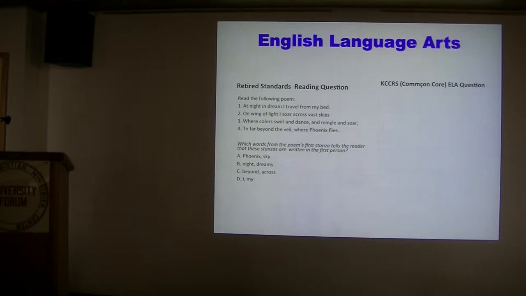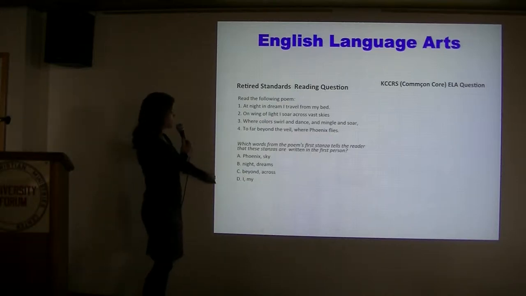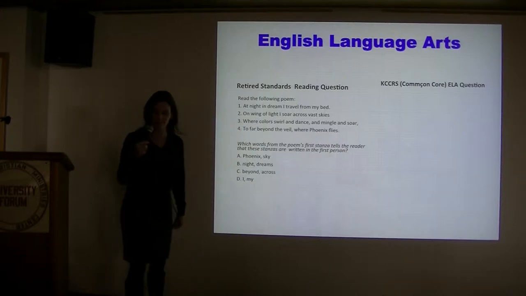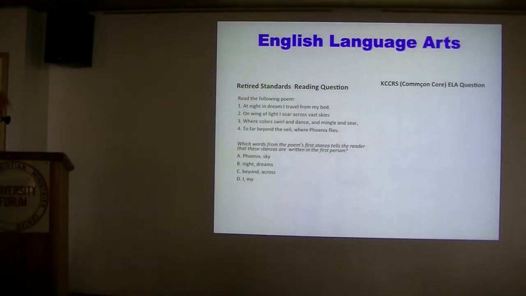Their task is to identify which words from the poem's first stanza tell the reader that these stanzas are written in the first person. And here are the choices: phoenix and sky, night dreams, beyond across, I and my. Well, which one would it be? Okay, letter D. Fairly simple, wasn't too hard to figure out, didn't really have to think too much.